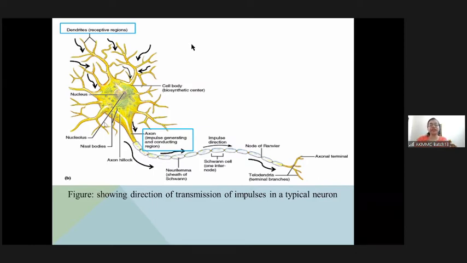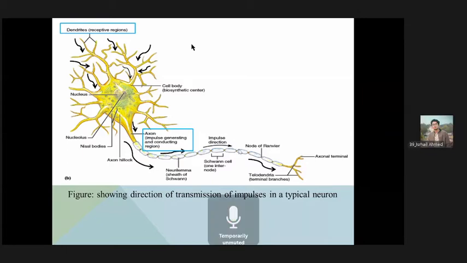Now come to the functional difference. Can you see any arrow here? Yes, ma'am. What does this mean? It carries impulses toward the cell body. Very good. Which one carries impulses toward the cell body, dendrites or axon? Dendrites. Yes, right.